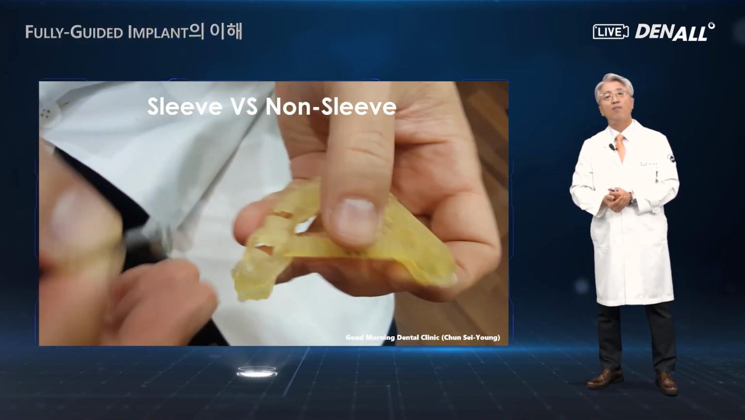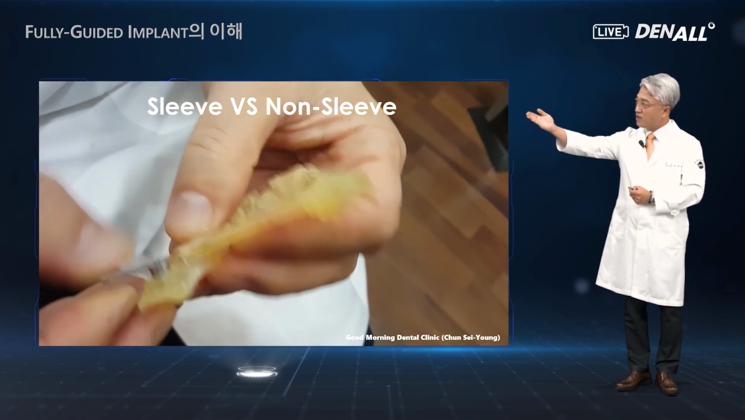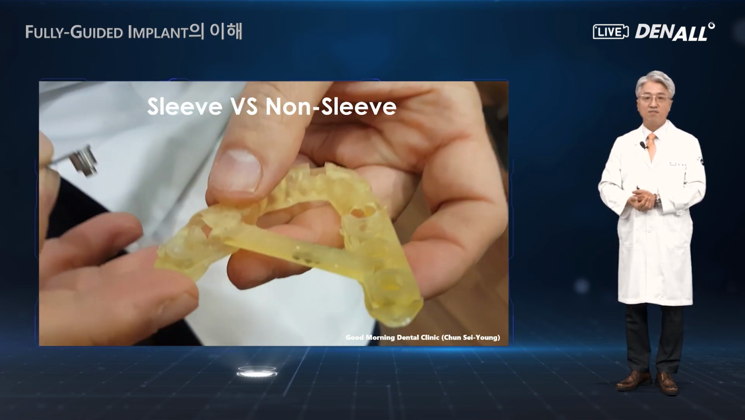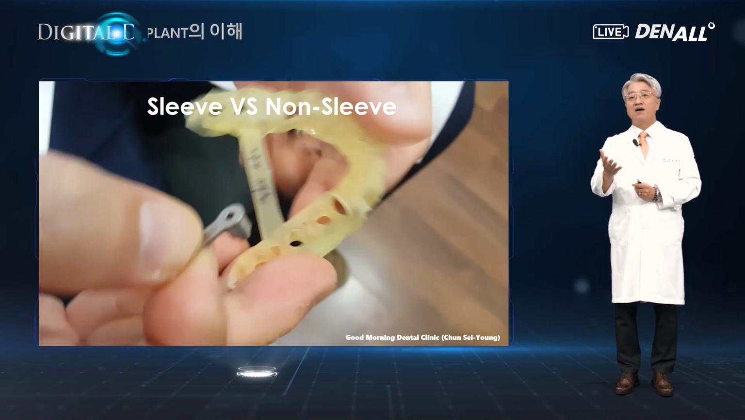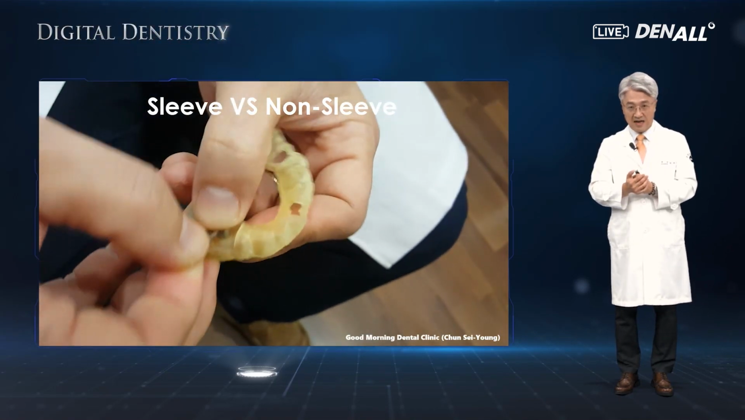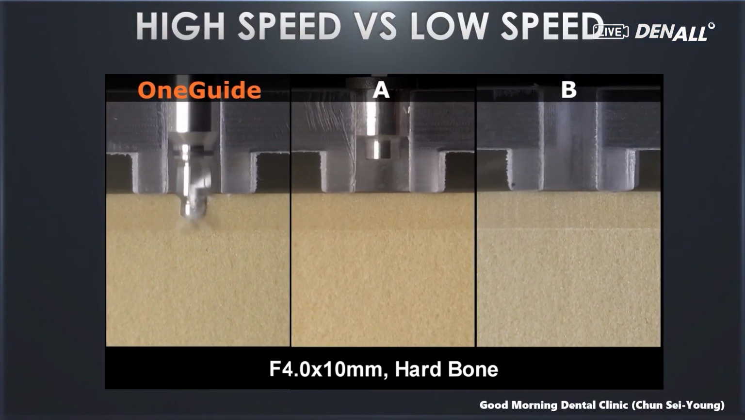That means a 3D printer has a pretty high level of errors. From the bottom of the same sleeve hole, it cannot be fitted. I realized from this that there is another level of errors between the guide and the sleeve. High speed versus low speed.